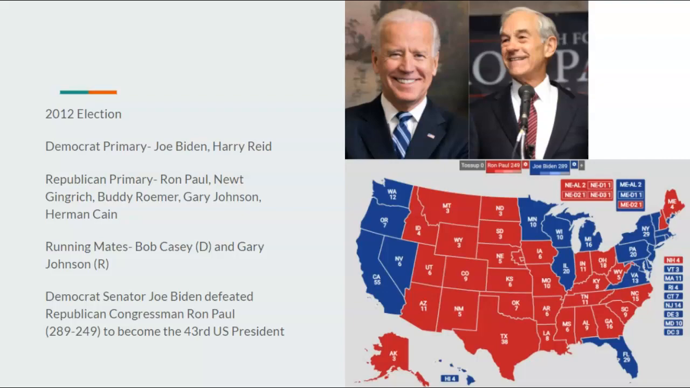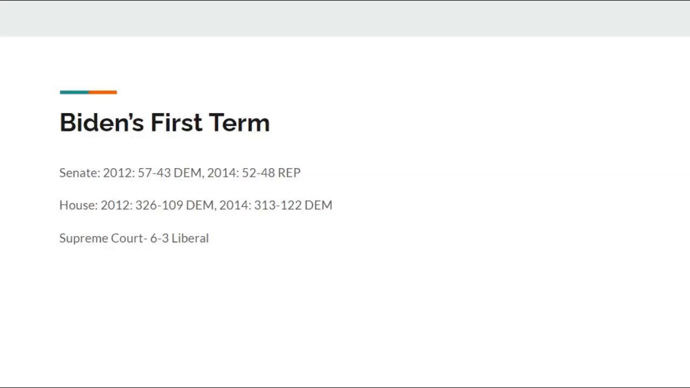So, working-class judges became President Biden. In Biden's first term, Democrats increased their majority in the Senate and in the House: 57 seats in the Senate, 326 seats in the House. After 2014, though, Republicans gained control in the Senate, 52 seats for Republicans in the Senate, but Democrats still have a majority in the House, 313 seats.